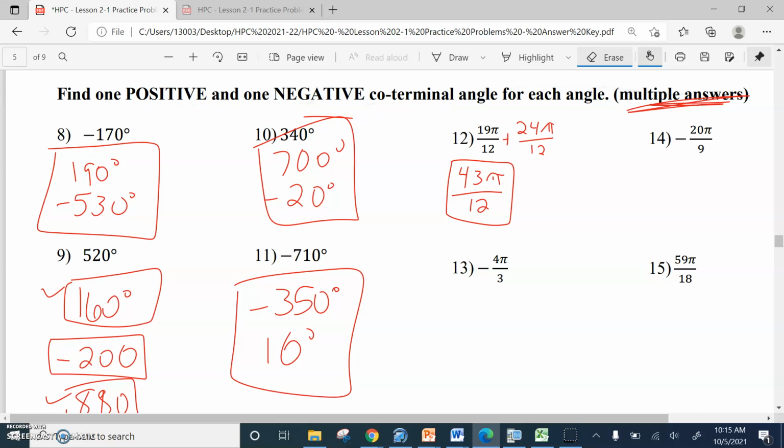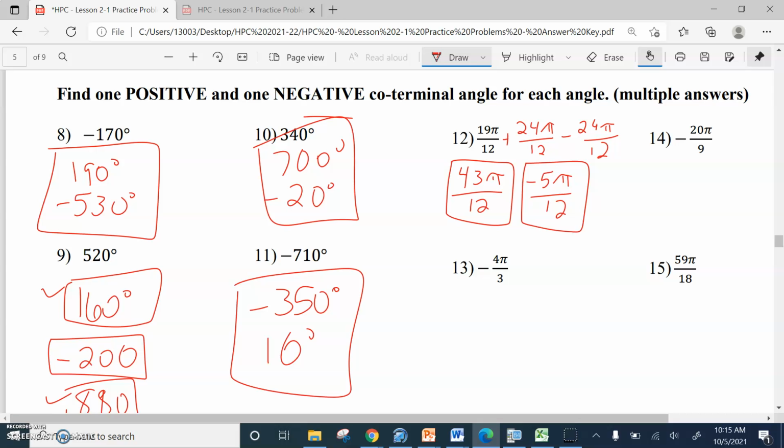Try and get rid of some of this chicken scratch up here. Okay. Now we're going to do the same thing, except we're going to subtract 24 pi over 12. So 19 minus 24, that's negative 5 pi over 12. That does give us a negative coterminal angle, so those are two perfectly acceptable answers.